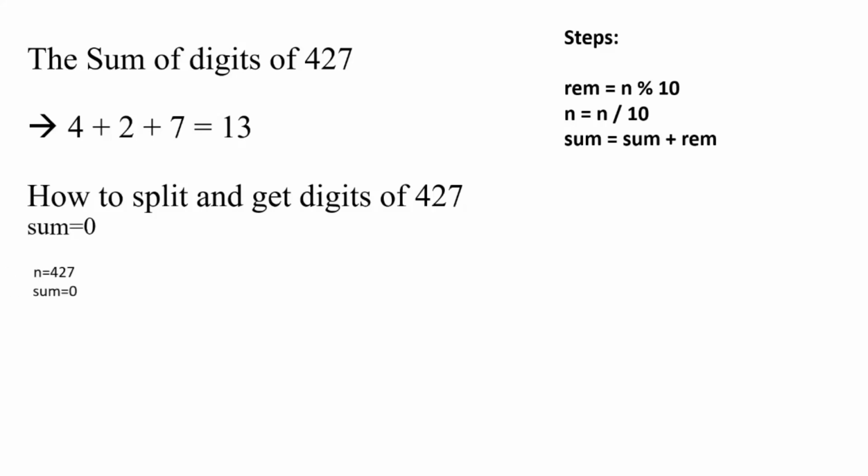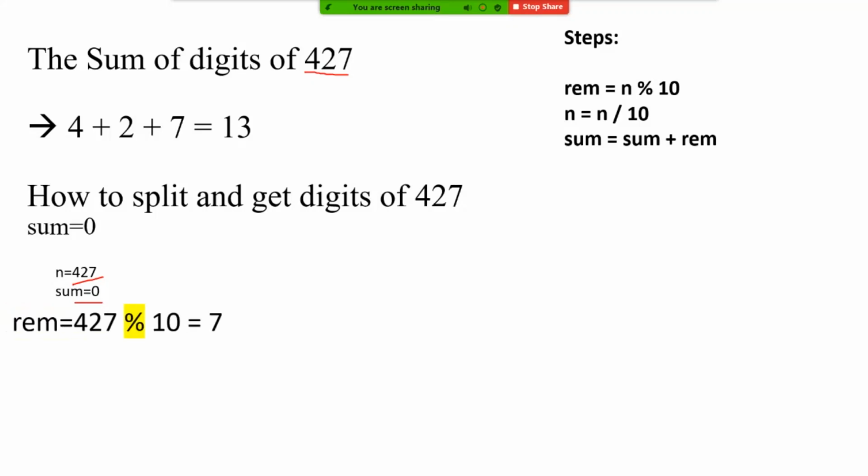Now, for the first step, what is the n value? The number which we are entering for finding the sum of the digits, that is 427. Sum is a variable which we are using to accumulate, to keep on adding the digits of the number, so we are initializing it to 0. You can write the steps by yourself. What will be the first step now? Remainder equal to 427 mod 10. That is, we will be splitting this. If you find the mod, you will be able to extract the last digit 7.